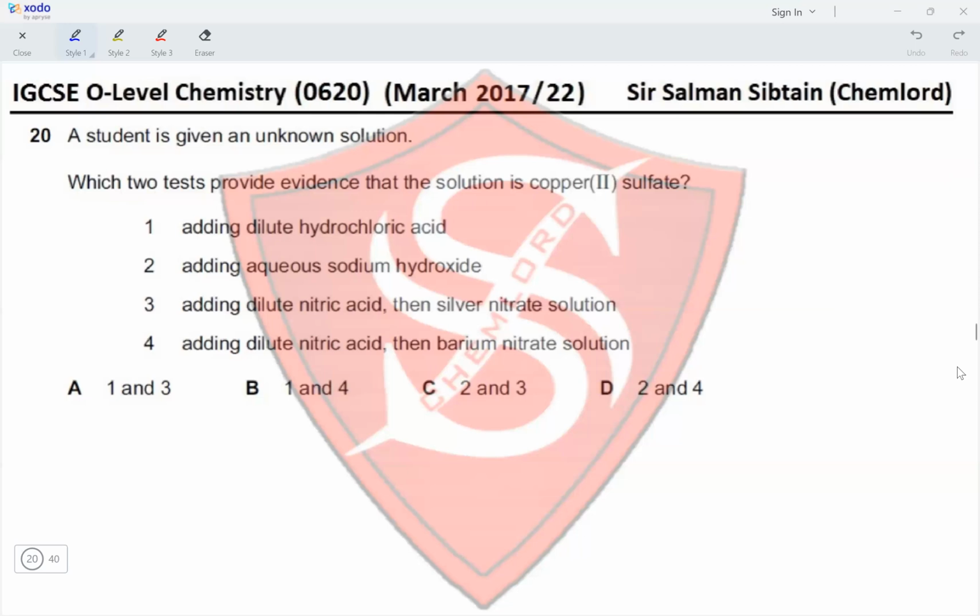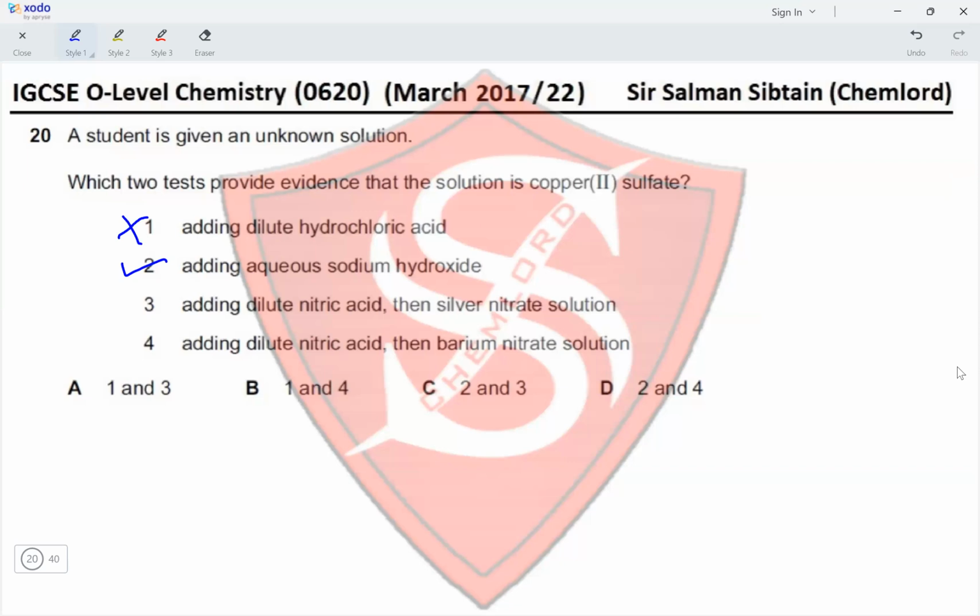Next, 2. Adding aqueous sodium hydroxide. Adding aqueous sodium hydroxide would produce a pale blue precipitate. So this is evidence of the presence of copper ions. So this is correct. In the case of the first test, adding dilute hydrochloric acid, the appearance of a yellow solution is something that is relatively unknown to most students. So this cannot be used as a test for the presence of either copper or sulfate. In fact, this could be a test for copper, but an unknown test at this stage.